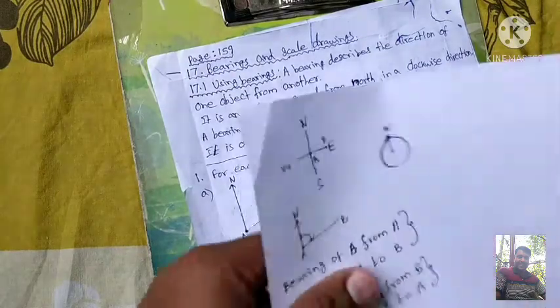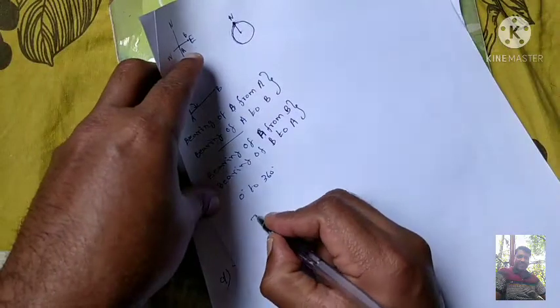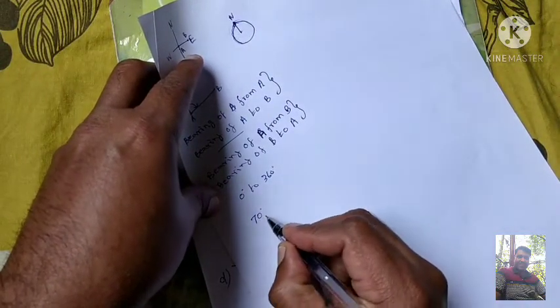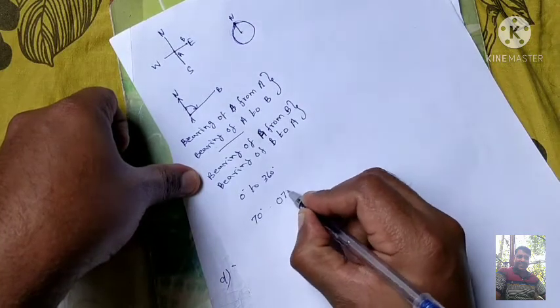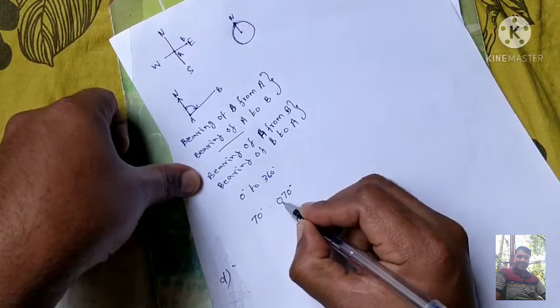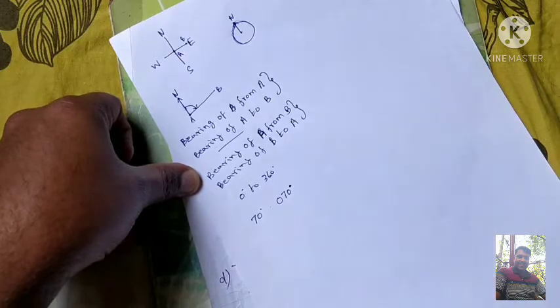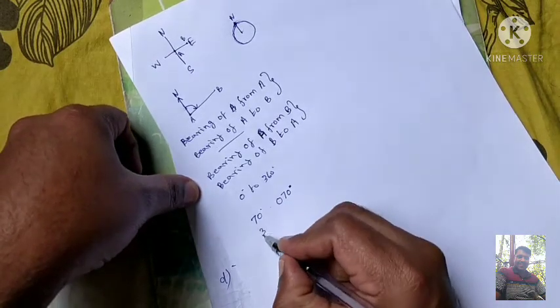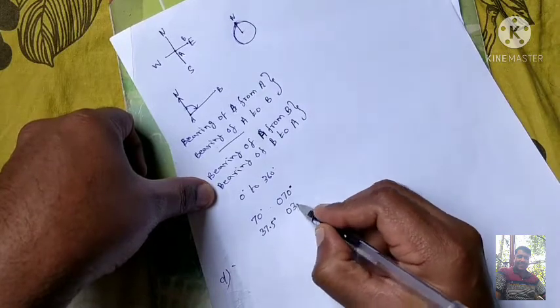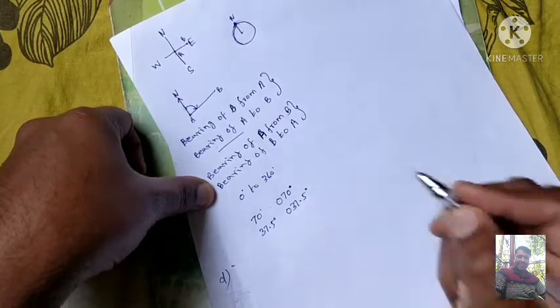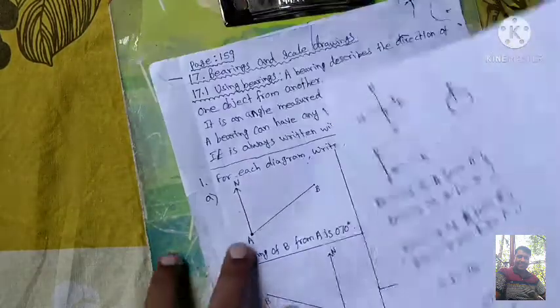So you have to remember this. If the angle is 70 degrees, this is a 2-digit number, is it right? So we have to write this one as a 3-digit number. So we have to write 070 degrees. Okay, you have to remember this. So if you have 37.5 degrees, you have to write 037.5 degrees. So always remember these are the key points.